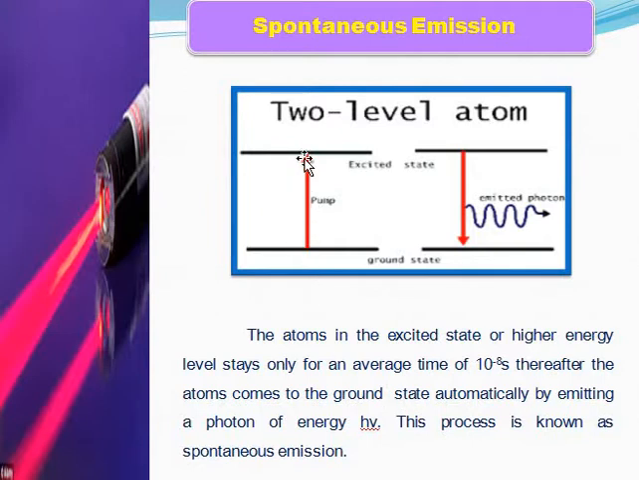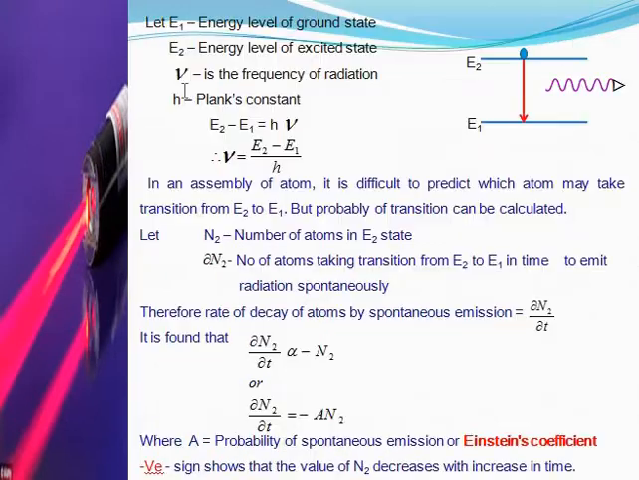When an atom is excited to higher energy level, the atom in the excited state remains only for a short interval of 10⁻⁸ seconds. Then after, automatically it will come back to the ground state with the emission of a photon. So this process is known as spontaneous emission.